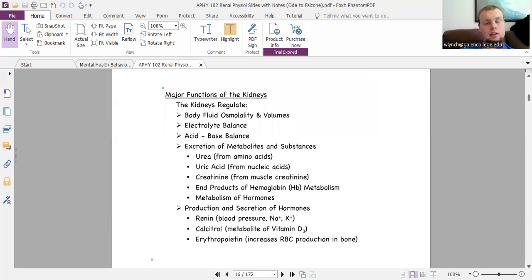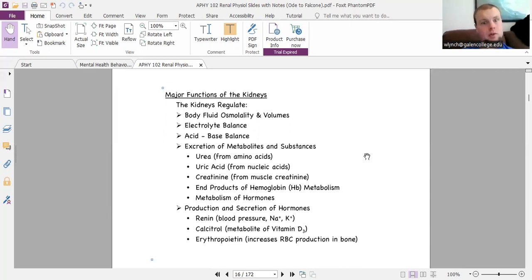So the major functions of the kidney, we're going to regulate body fluid, right? This is done by osmolality, okay? We know that osmolality is going to be that concentration of electrolytes, concentration of solid particles and whatever, and how it affects the movement of fluid across a membrane, okay? We're going to affect osmolality by maintaining electrolyte balance. Also, pH for acid-base balance. It's going to act as an excretion mechanism for toxic substances, such as urea, uric acid, creatinine, hemoglobin metabolic products, and metabolized versions of hormones.